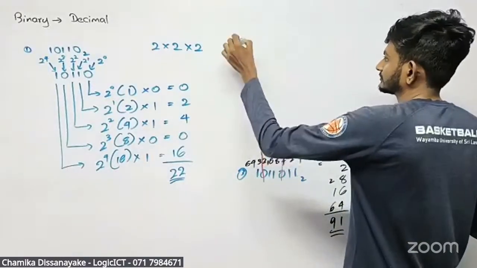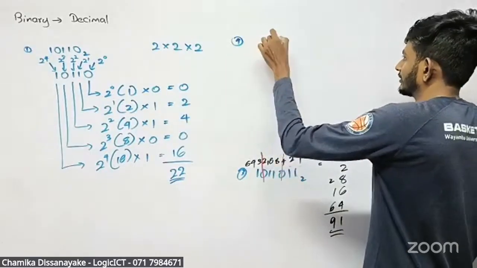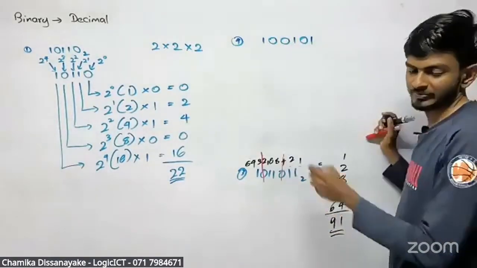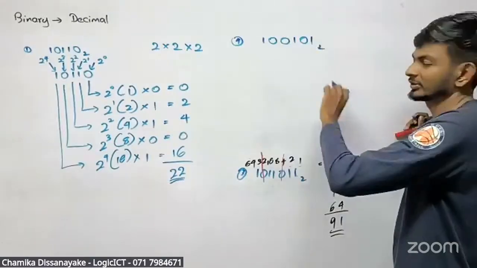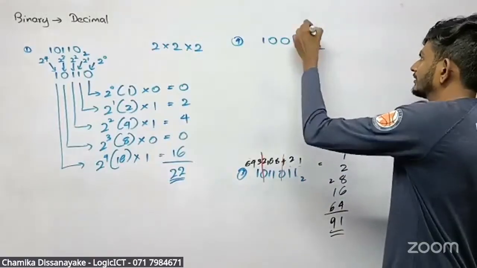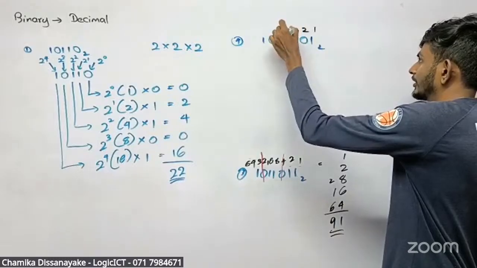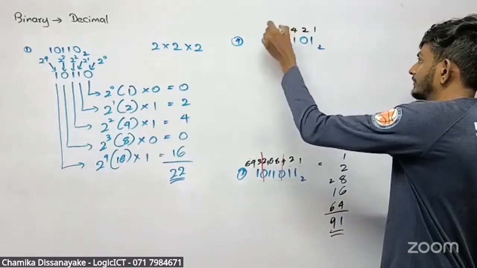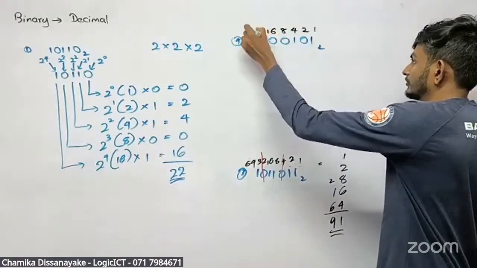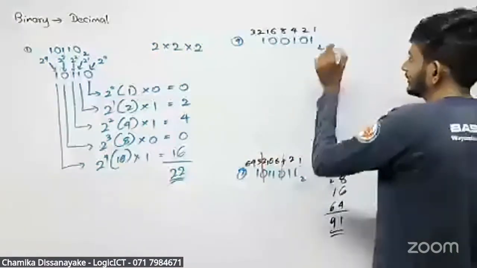Let's see. I will give you an easy one: 1, 0, 0, 1, 0, 1. This is the number. Let's put the weighting factor. This one will be 1, this one will be 2, this one will be 4. 4 multiplied by 2 is 8, 8 multiplied by 2 is 16, 16 multiplied by 2 is 32, as the answers.